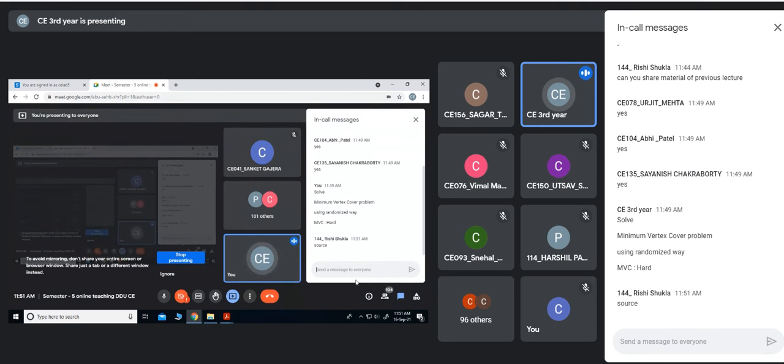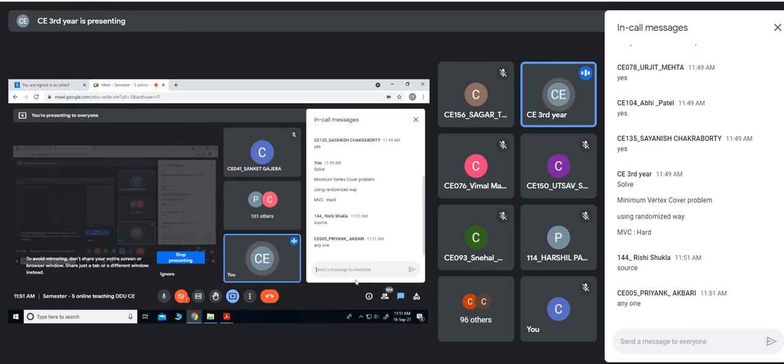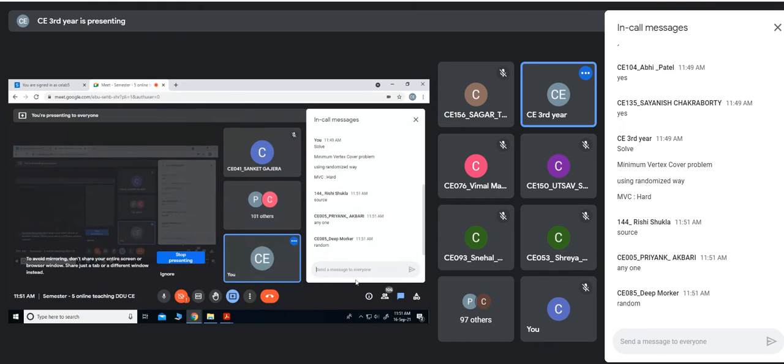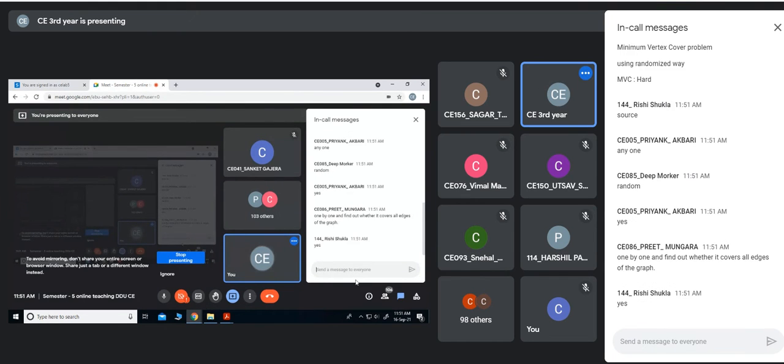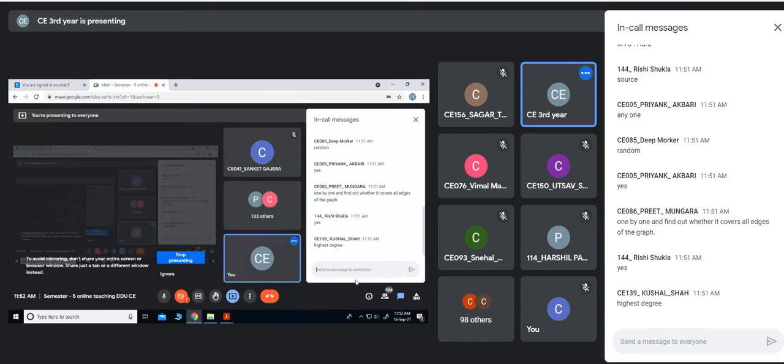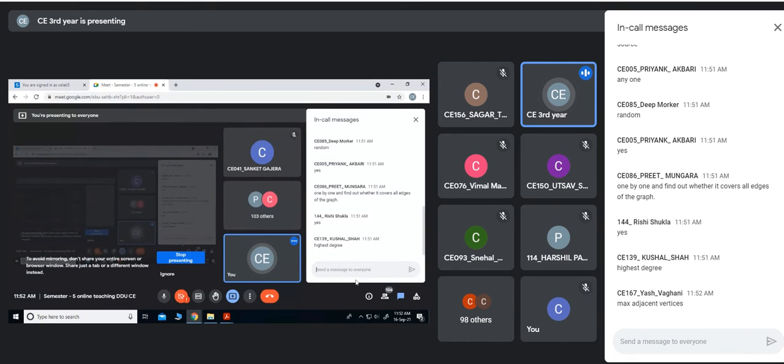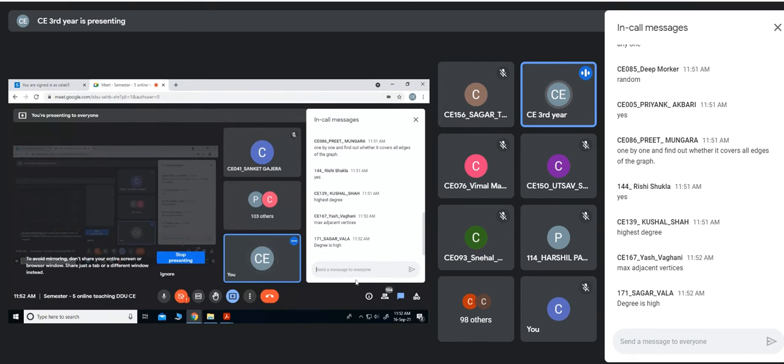Source means there is nothing like a source. It's a graph, right? Anyone, okay. Anyone means randomly, completely randomly. Deep says, okay, fine. Any other thought? Preet is saying to go one by one and find out whether it covers all edges of the graph. Okay. Sagar is very correct.